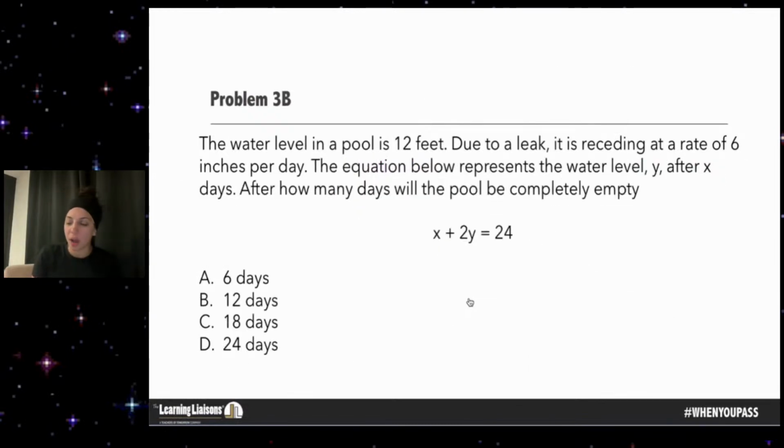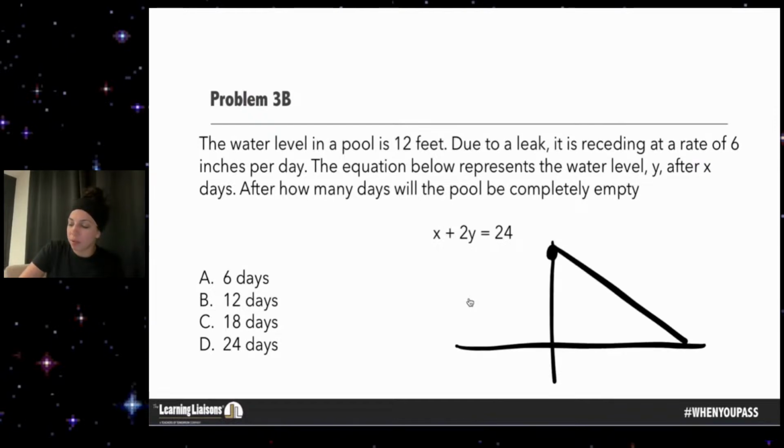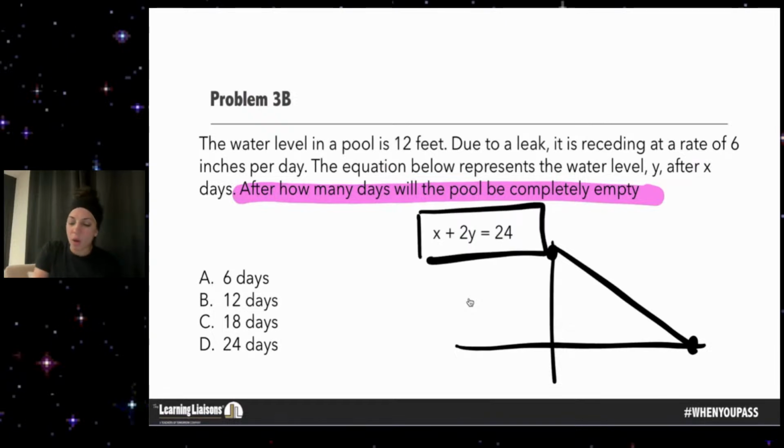Now, I have a problem that's very much related to that problem. So it's the same problem, the same water level, the same 12 feet. Due to a leak, we're losing water. But the question is, after how many days will the pool be completely empty? And here's my equation. Well, if they want to know after how many days the pool is going to be empty, I'm going to be looking for an X value. And you're like, whoa, how did you get that?